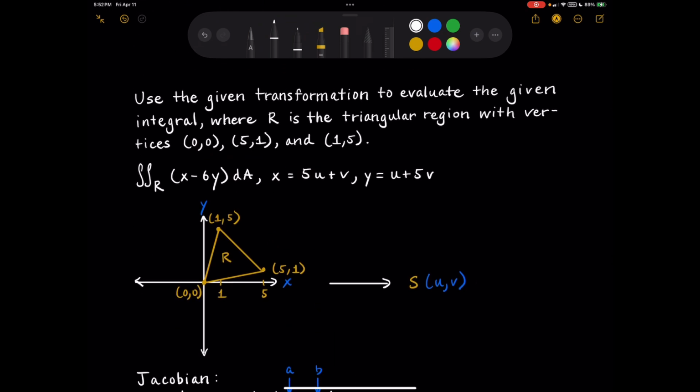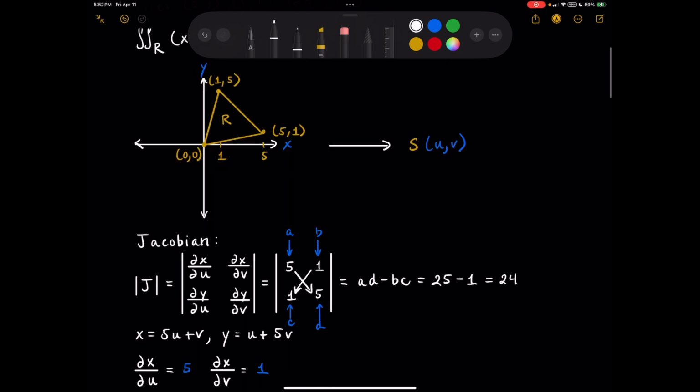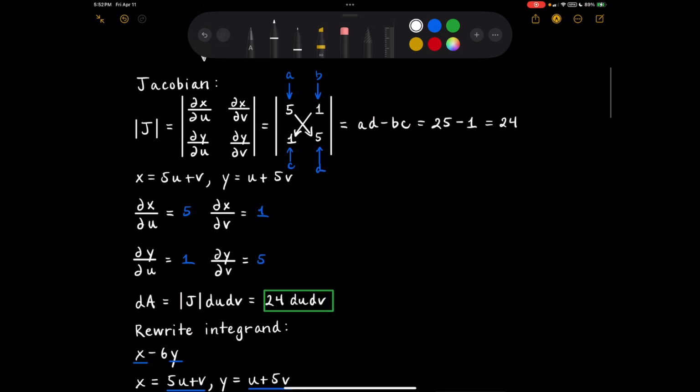Just to recap, we were given a transformation of x equals 5u plus v and y equals u plus 5v. And we're going to transform a region R, which is a triangular region with vertices 0, 0, 5, 1, and 1, 5. We transform it into a new region we're going to call S, which is of the coordinate system u and v. We take the Jacobian by doing the partial of x and y with respect to u and v and computing that determinant. And that gives us our new dA.